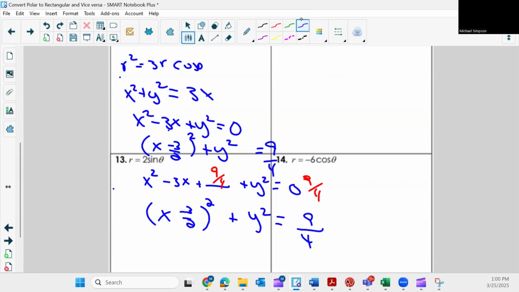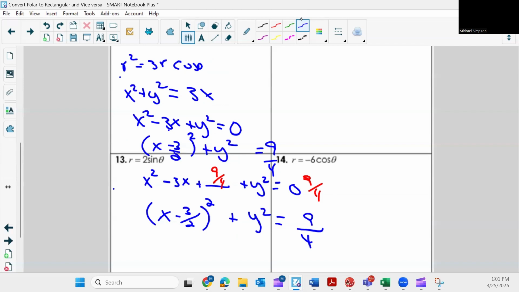X minus 3/2. We're not writing the equation, we're solving. When you get to where? No, you could not stop there.